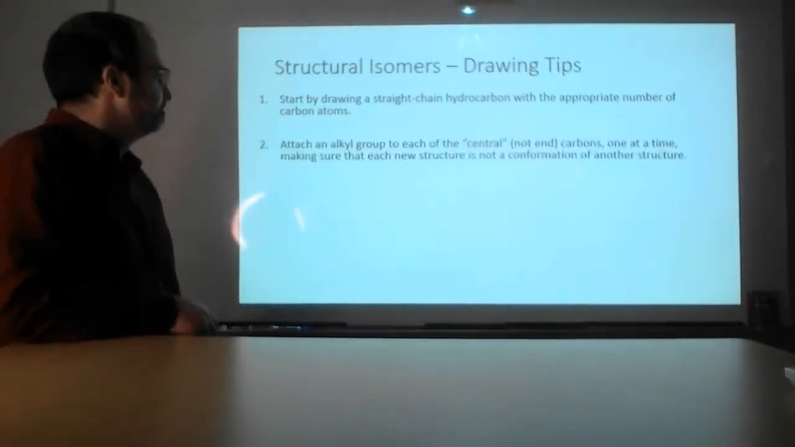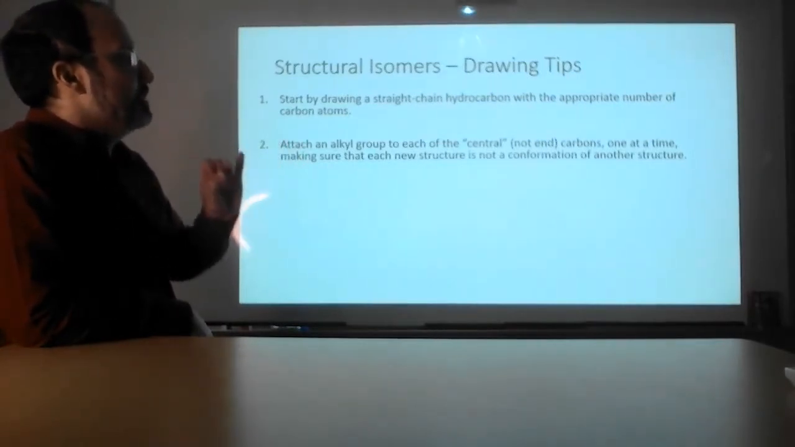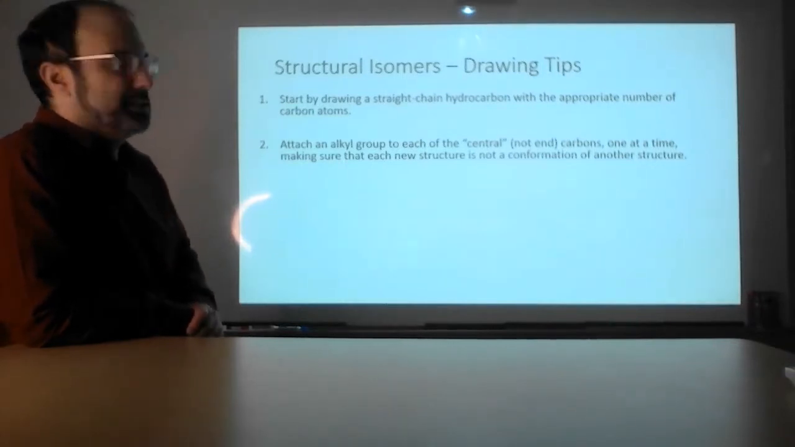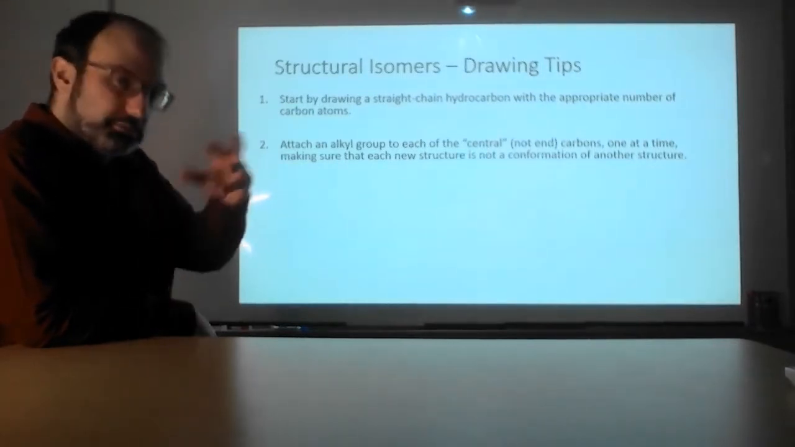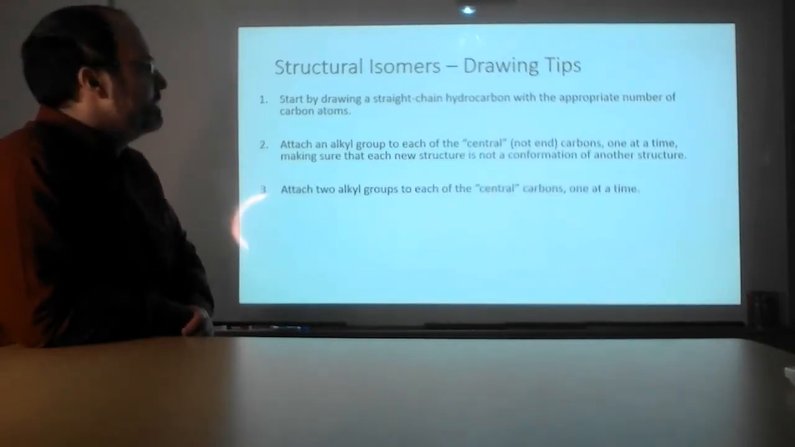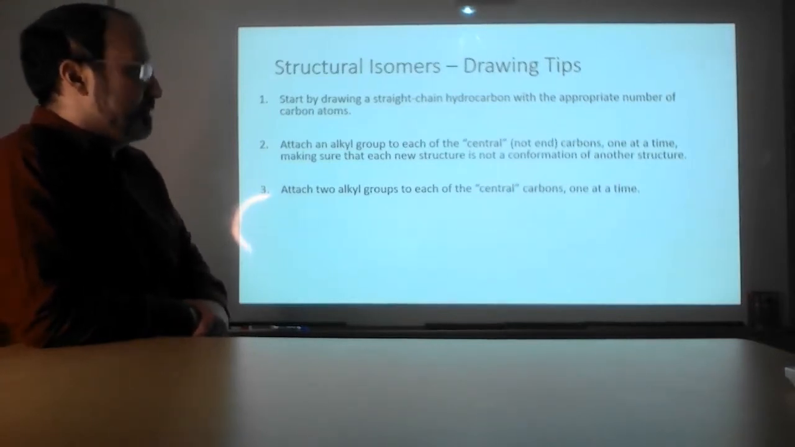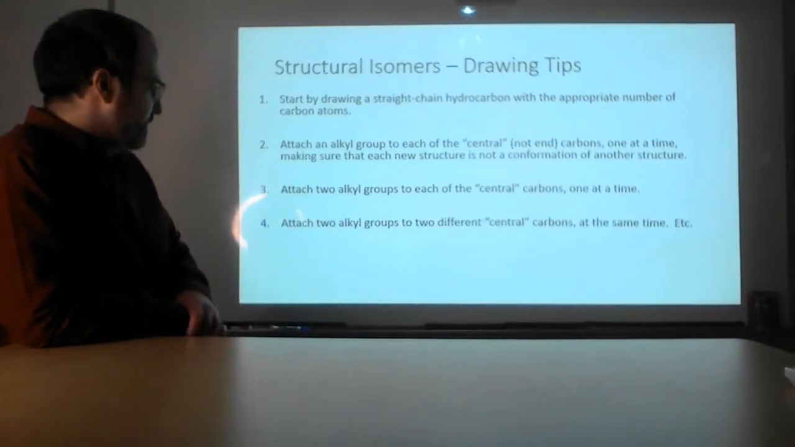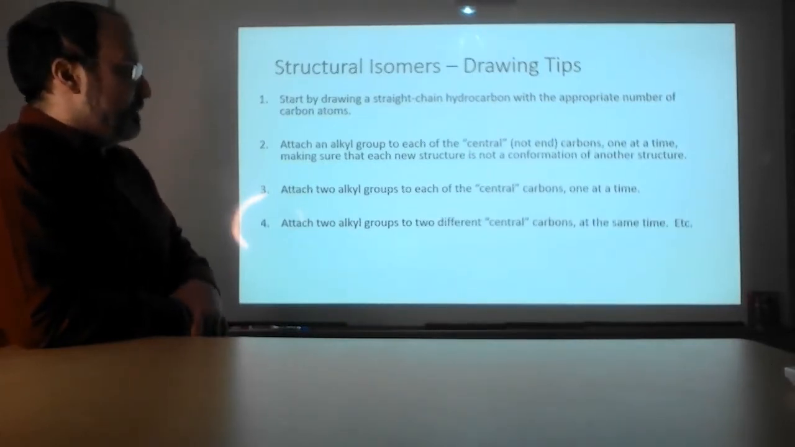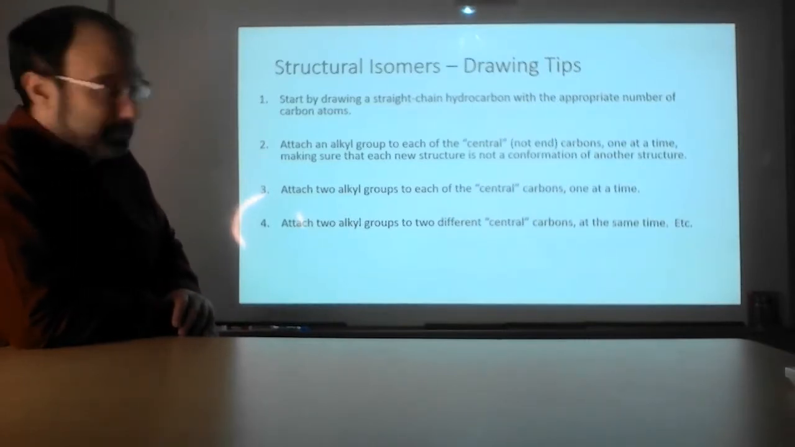Step 2, attach an alkyl group to each of the central carbons one at a time, making sure that each new structure is not a conformation, a rotation, of another. Step 3, attach 2 alkyl groups to each of the central carbons one at a time. Attach 2 alkyl groups to 2 different central carbon atoms at a time, etc., etc. You noticing a pattern here?